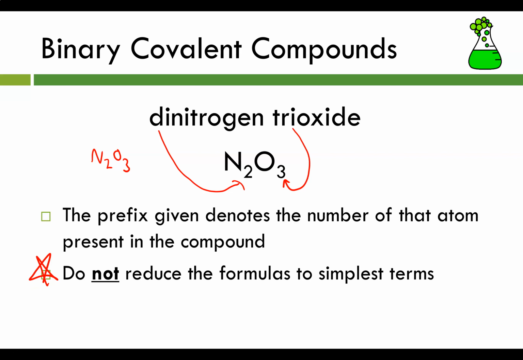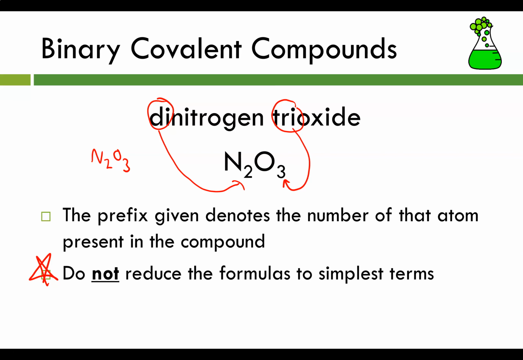That's got to be the most common mistake I see with taking covalent compound names and turning them into formulas, is students go through and reduce the subscripts. Your prefixes and subscripts have to match. Do not cancel out or simplify. That is only for ionic compounds.